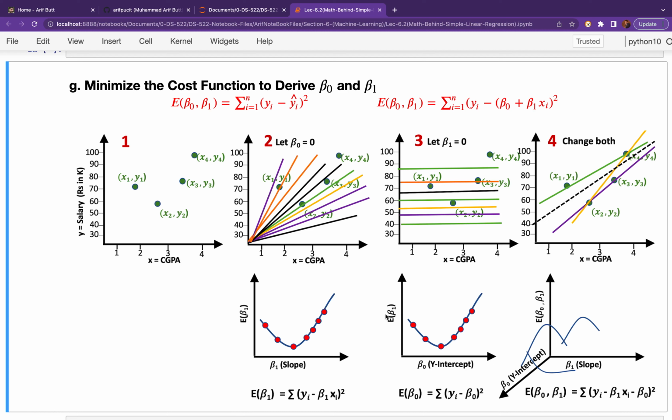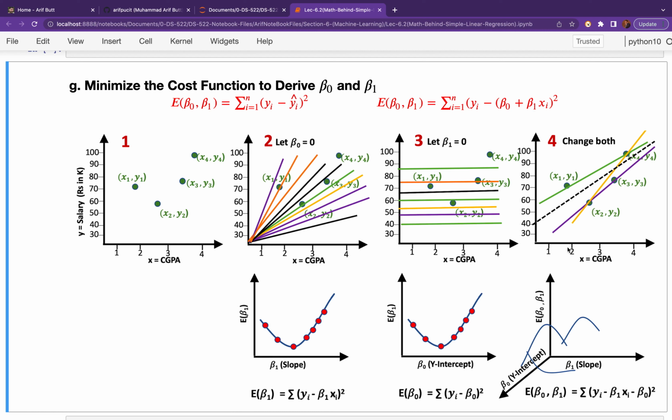Well, sorry, this is a typo. It should be E of beta naught. This was error for beta 1, keeping beta 0 as constant, and this is for beta 0. Okay. And finally, this fourth graph shows some of the lines where I have changed both beta naught and beta 1. That is, I have changed both the y-intercept and slope at the same time.